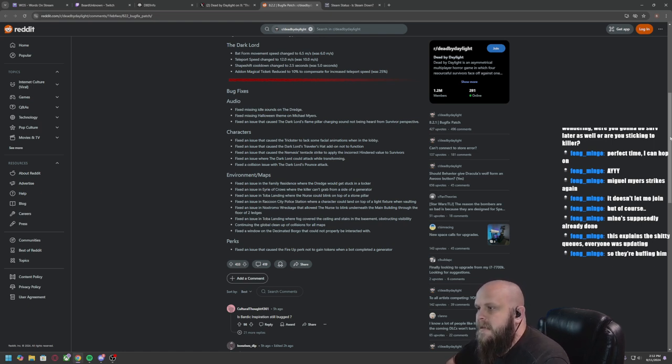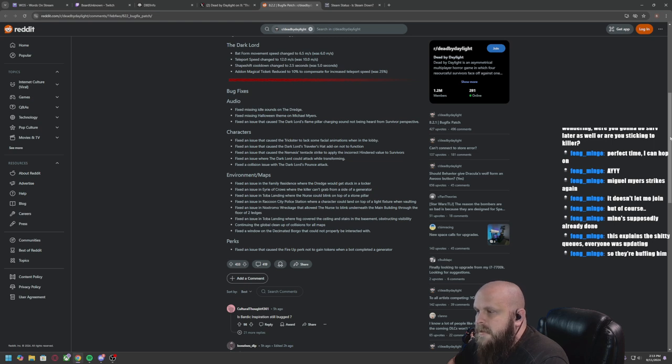Characters: fix an issue that caused Trickster to lack some animation when in the lobby. Fix an issue that caused Dark Lord's Traveler's Hat add-on not to function. Fix an issue that caused Nemesis Tentacle Strike to apply the incorrect hindered value to survivors. Fix an issue where the Dark Lord could attack while transforming. I saw people spamming that. That was actually a problem. People were abusing that one big time.